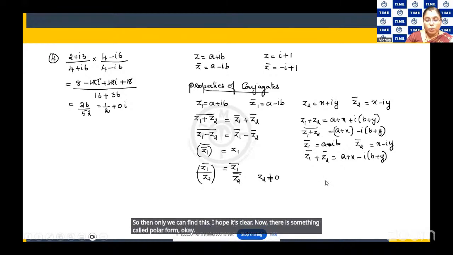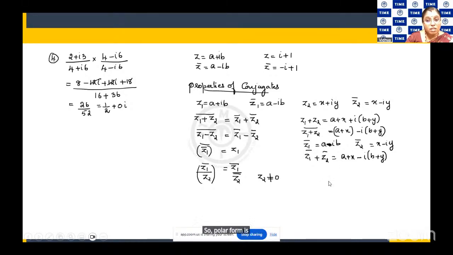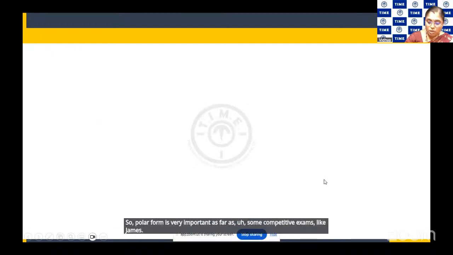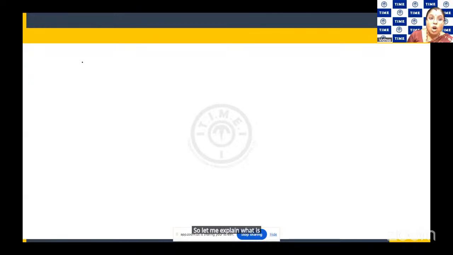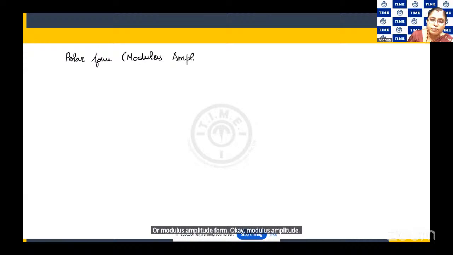Polar form is very important as far as some competitive exams like JEE Mains. So let me explain what is polar form or modulus amplitude form. It's just a different representation other than standard form. Polar form or modulus amplitude form. Now, why do we call it polar form or modulus amplitude form?